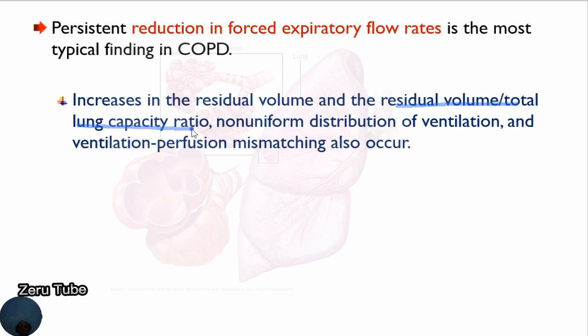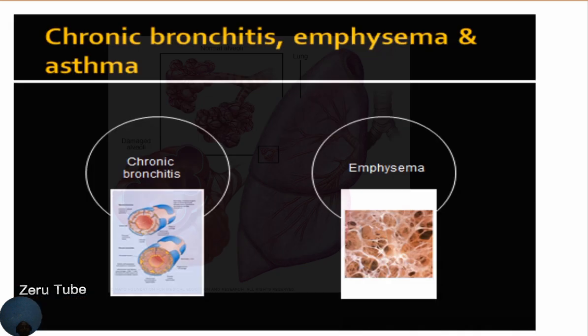COPD is characterized by a high residual volume to total lung capacity ratio, with non-uniform distribution of ventilation, and ventilation-perfusion mismatch also occurs. In COPD the residual volume increases while total lung capacity stays constant, so the ratio increases.